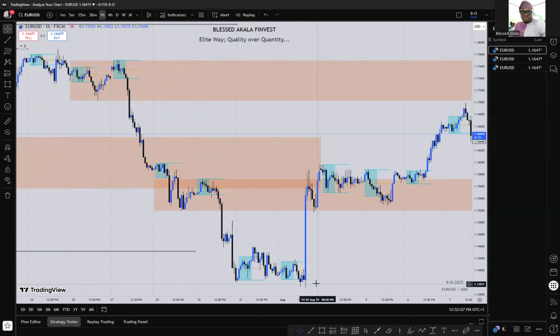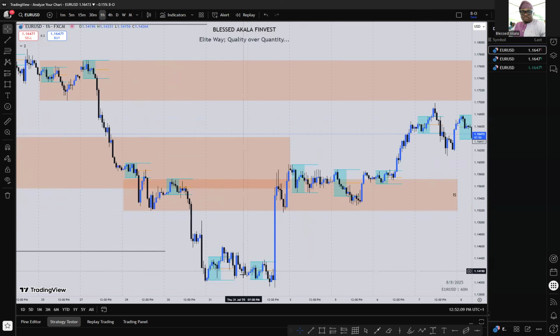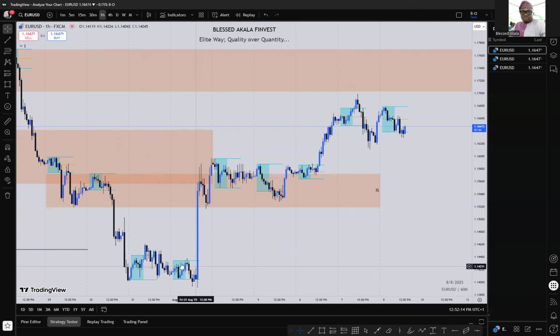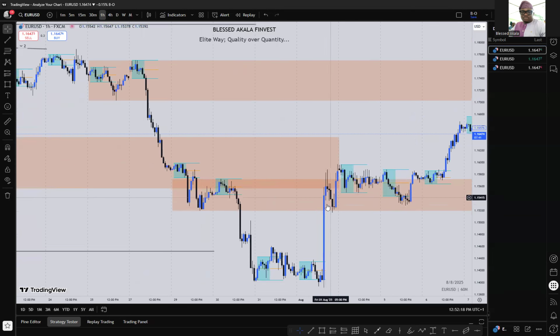But markets can do whatever it pleases. And as you can see, it gave us little or no notification. It didn't even come back to the level to give us a proper mitigation of the level before going higher. And as you can see, it uses 1 hour to just take out all the liquidity.